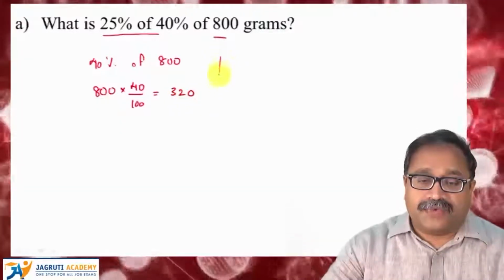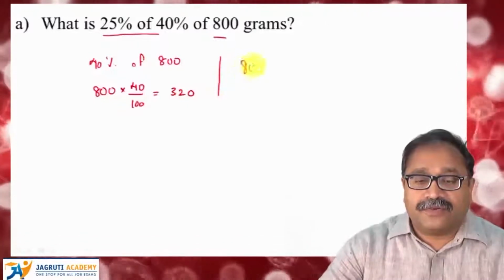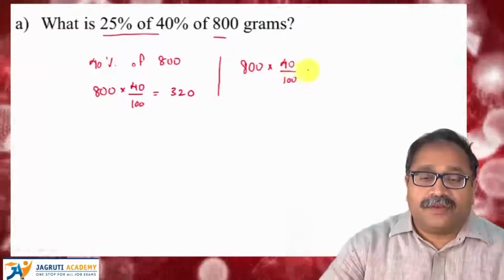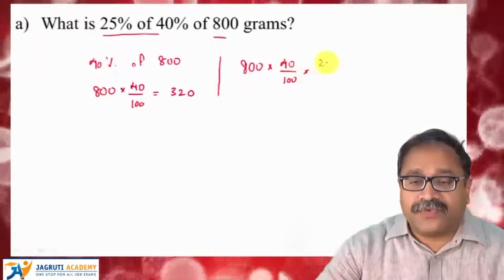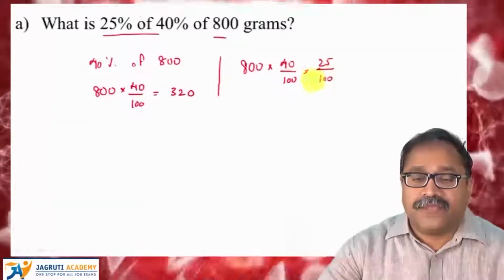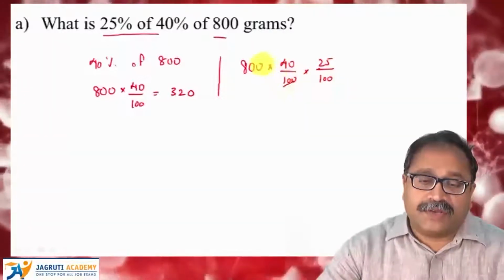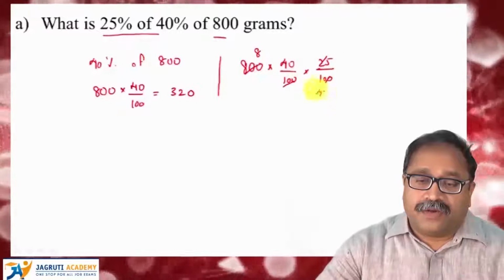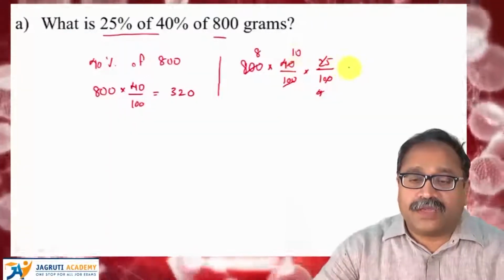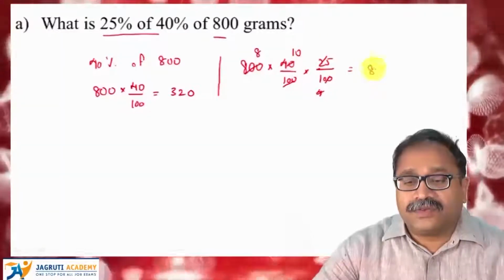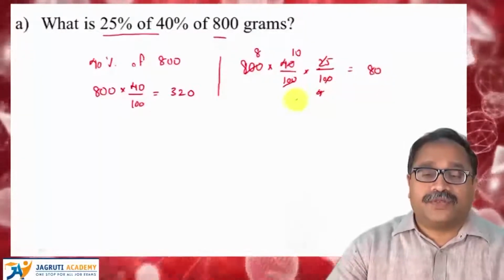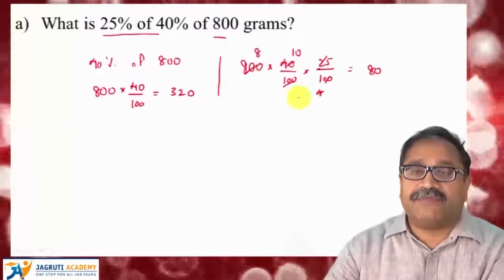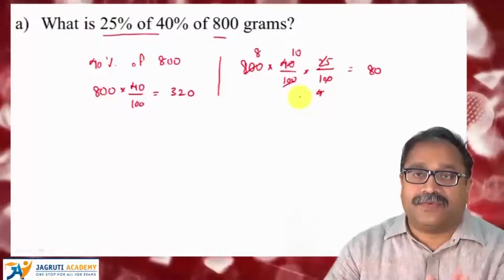So in this case what we do is, we will take 800 and then 40% of it and then 25% of it, that's 25 by 100. So what it comes, this gets cancelled 8 times here, and this is 4 times, and with this is 10 times. So I get 8 into 10, that is 80. So the 25% of 40% of 800 can be simply done as 800 into 40 by 100 into 25 by 100.